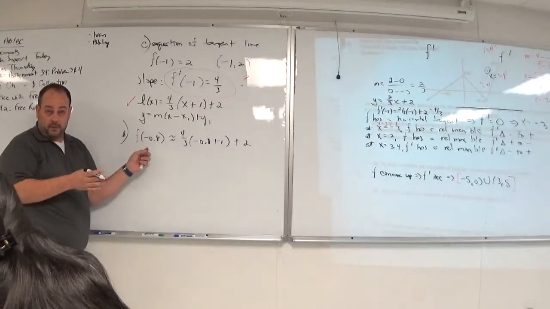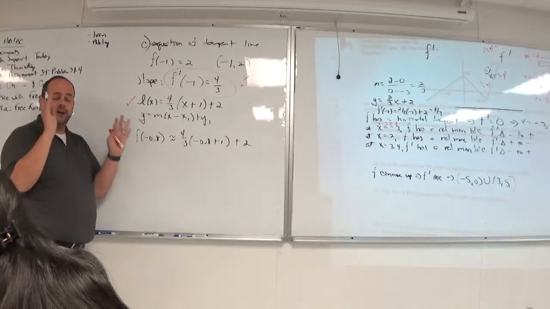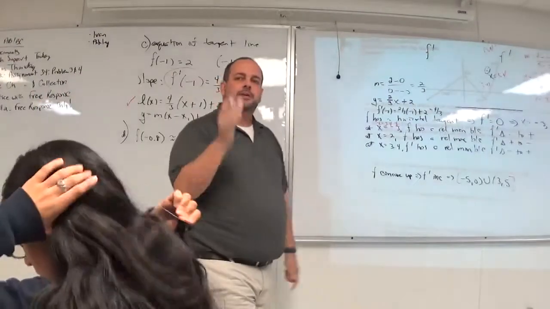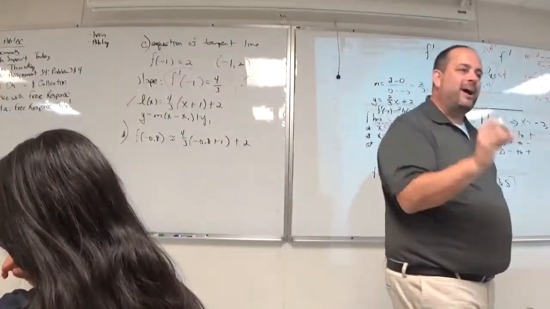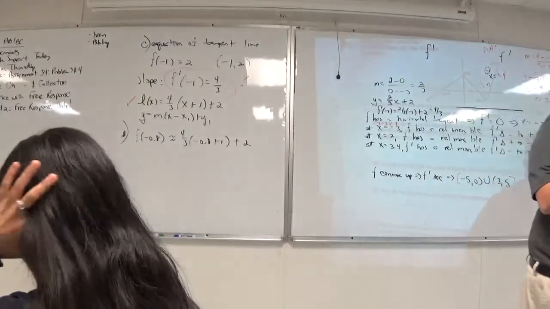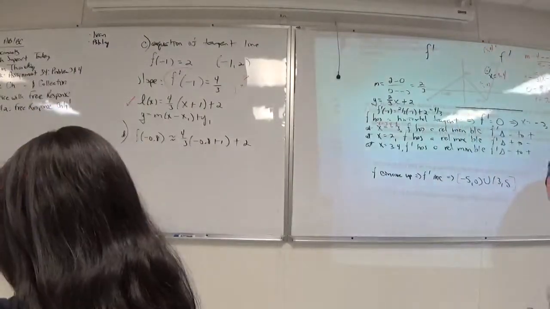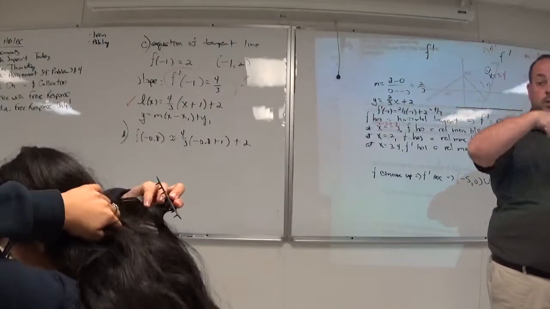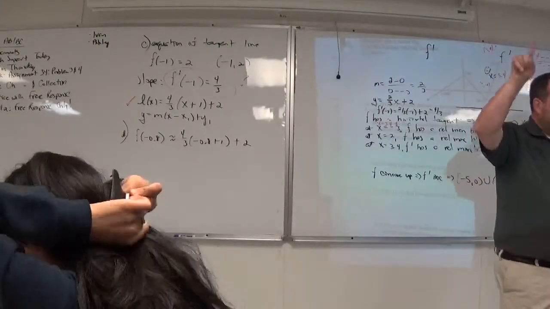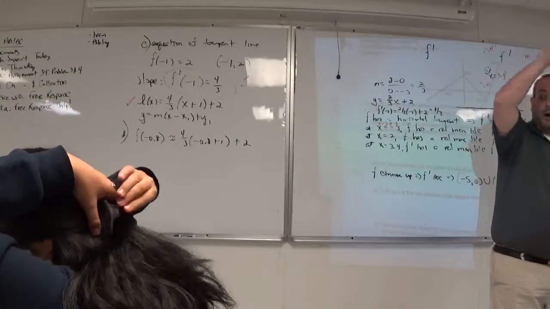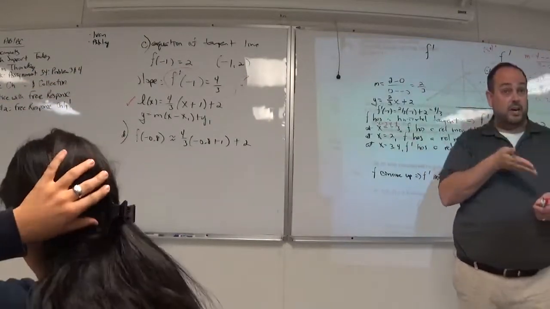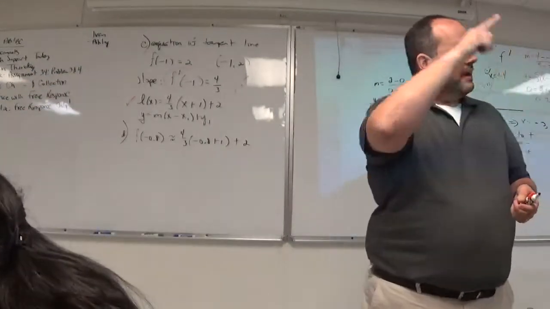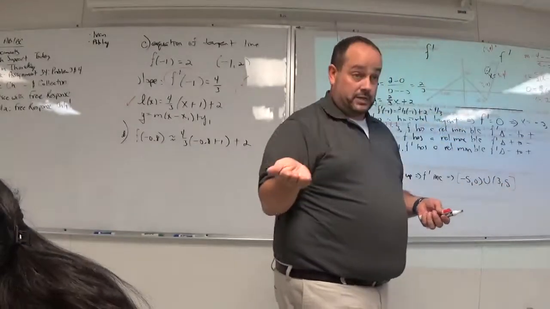To figure out overestimate or underestimate, you have to know about concavity. If you know that the graph of f is concave up, what do we know about the estimate? Under. Right, imagine it's concave up, all those tangent lines are below the graph, so you have an underestimate. So if your graph is concave down, you have an overestimate.